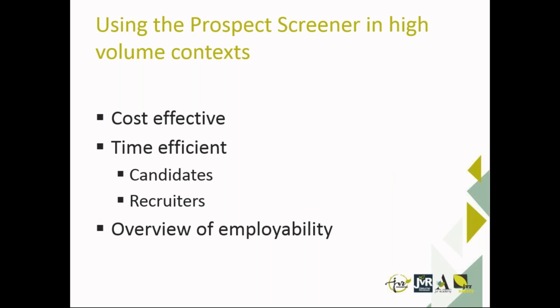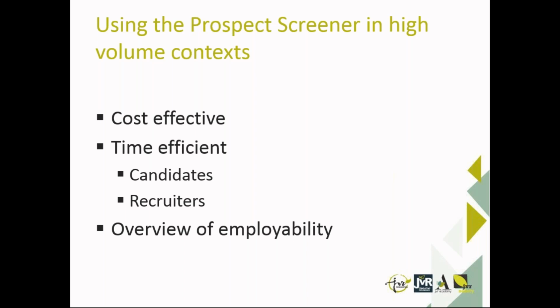For your recruiters again, asking candidates to complete the short assessment saves them time from having to supervise longer assessment sessions, read CVs, conduct interviews, or do background checks on candidates that are clearly not suitable for the role. So using the prospect screener report, they can see which candidates they should consider, who needs further assessments, and who they should screen out.